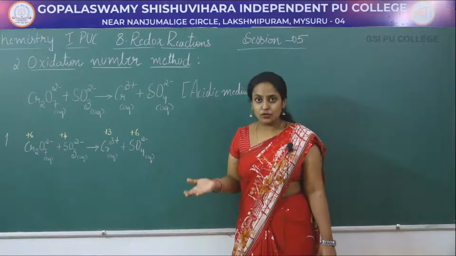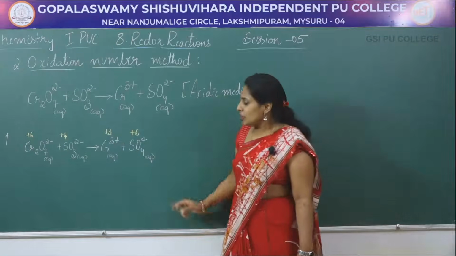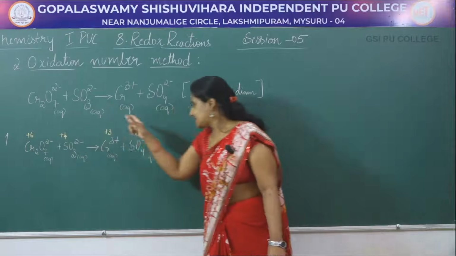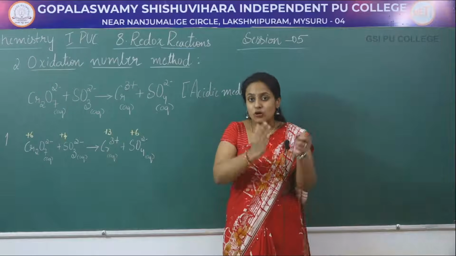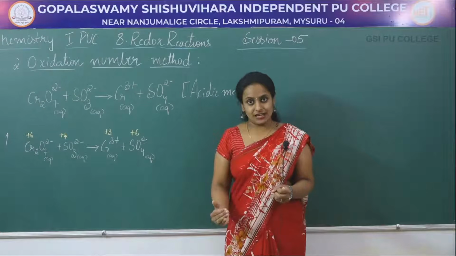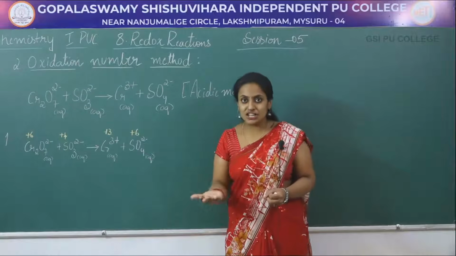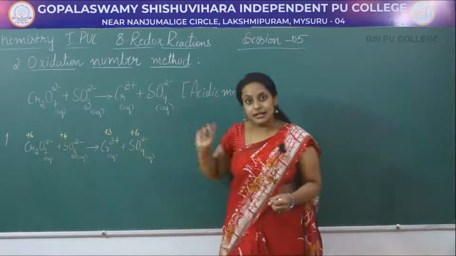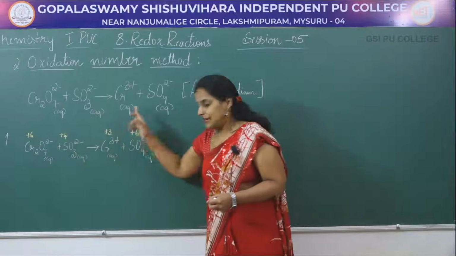Now, we shall move on to which species is undergoing oxidation and which species is undergoing reduction. You can observe here the chromium oxidation state is changing from +6 to +3. That means the oxidation number is decreasing. In terms of oxidation number, how can we define reduction? Reduction means decrease in oxidation number. Therefore, here the chromium is undergoing reduction.